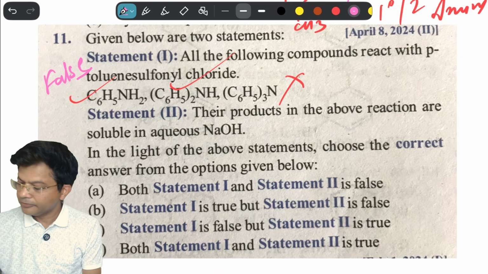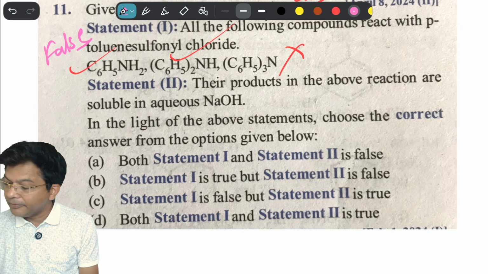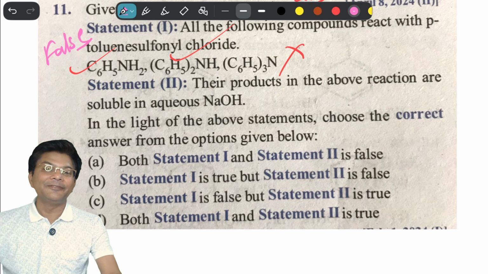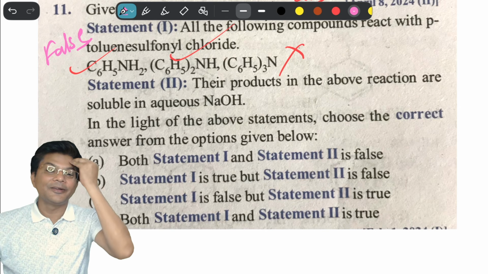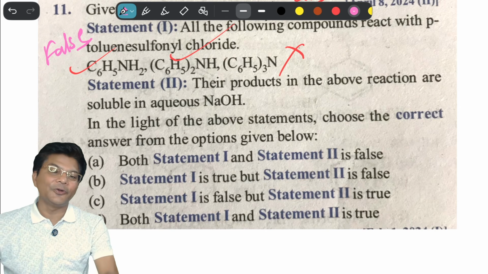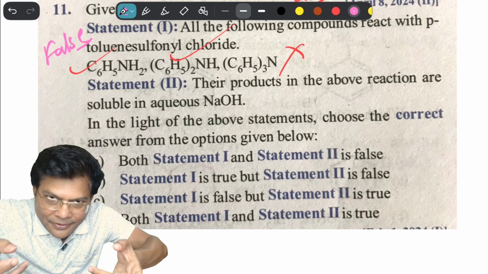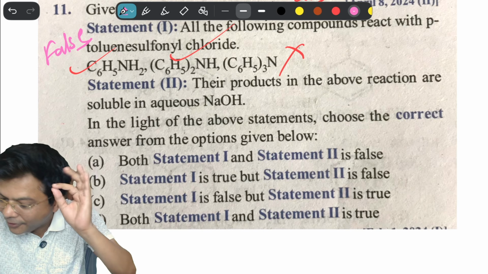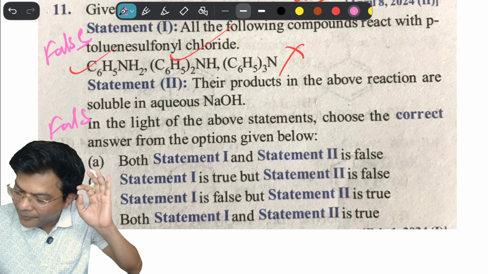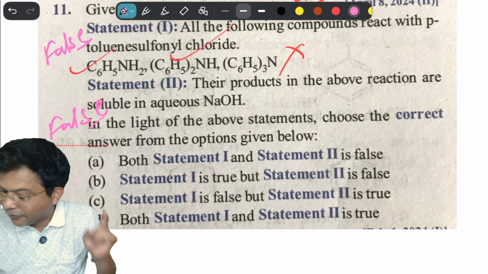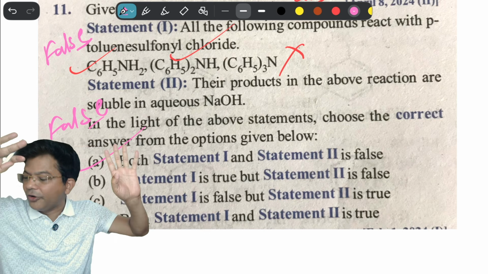Absolutely false. Their product in the above reaction are soluble. Arre bhai, how can they be soluble? Even the third compound is not able to react. Second one will react. Its hydrogen will get consumed. Now it will not remain with the hydrogen. Both are false. Arre bhai, both statement 1 and 2 are false. I will go with A for sure. For sure. Team.